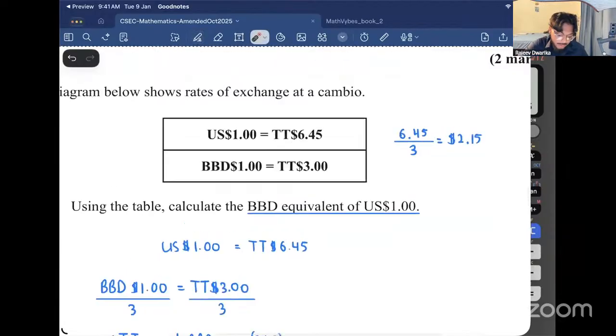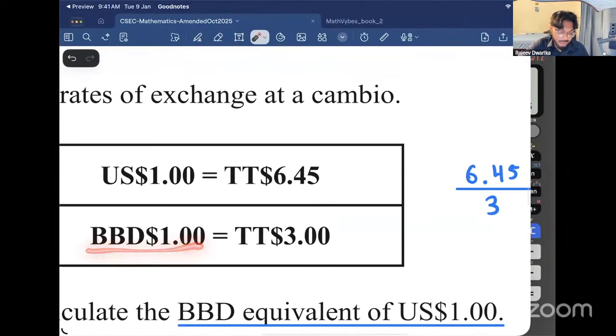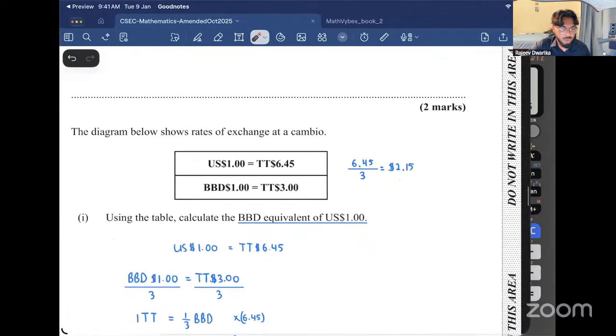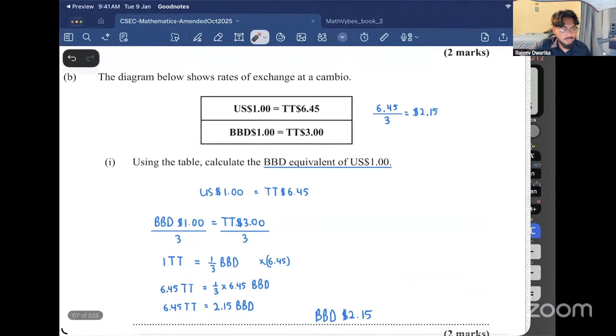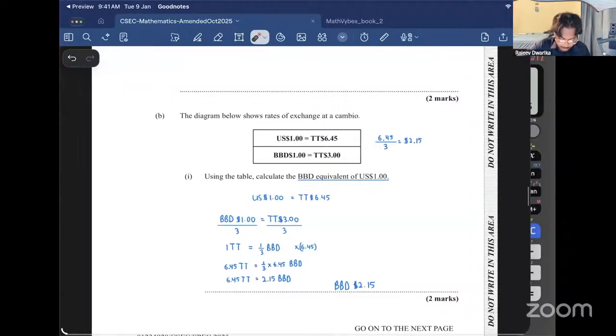Because here what I'm saying is one BBD is 3 TT dollars. And so we need to figure out how much TT dollars could go into 6.45, and that would give you 2.15. So in other words, 2.15 BBDs would give you something equivalent to 6.45 TT dollars, which is 1 USD. So whichever method you feel most comfortable with. Alright, I'm going to move on there.